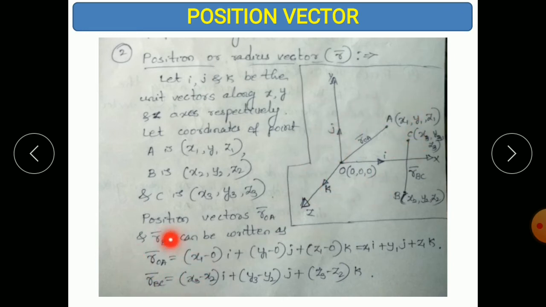Similarly, the position vector of BC is given by x3 minus x2 into i plus y3 minus y2 into j plus z3 minus z2 into k. You may get one more question on this. They may give the figure and give the answers, asking which is the position vector, so select the correct position vector. In that case you need to understand how to take the position vectors between 2 points.